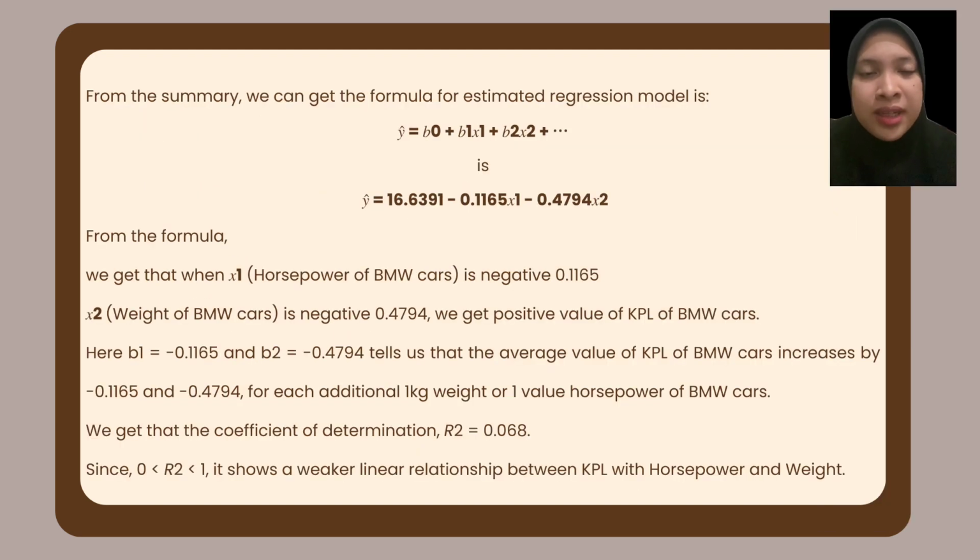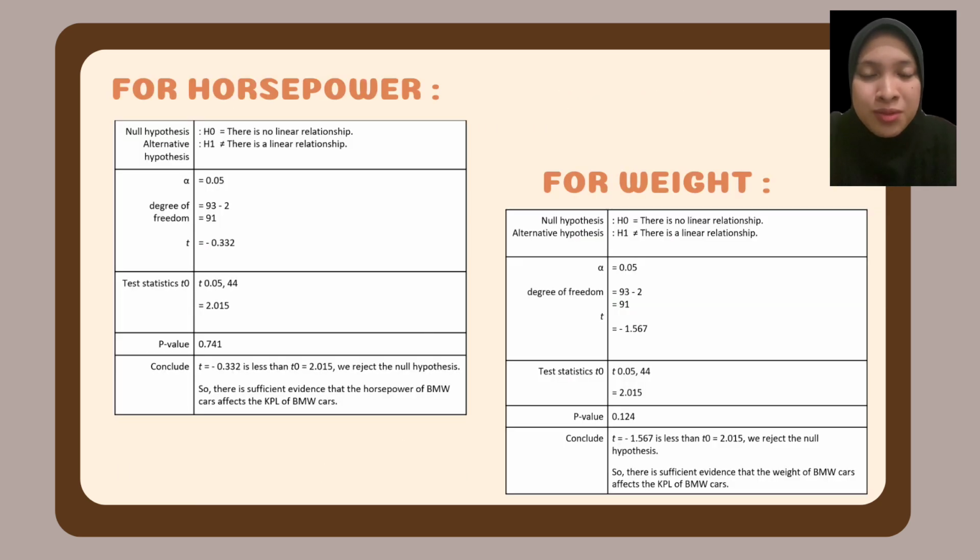From the formula, we get X1, the horsepower of BMW cars, is negative 0.1165 and X2, the weight of BMW cars, is negative 0.4794. We get the positive value of KPL of BMW cars. We get the coefficient of determination R-square as 0.065. Since 0 is less than R-square which is less than 1, it shows a weak linear relationship between KPL with horsepower and weight.